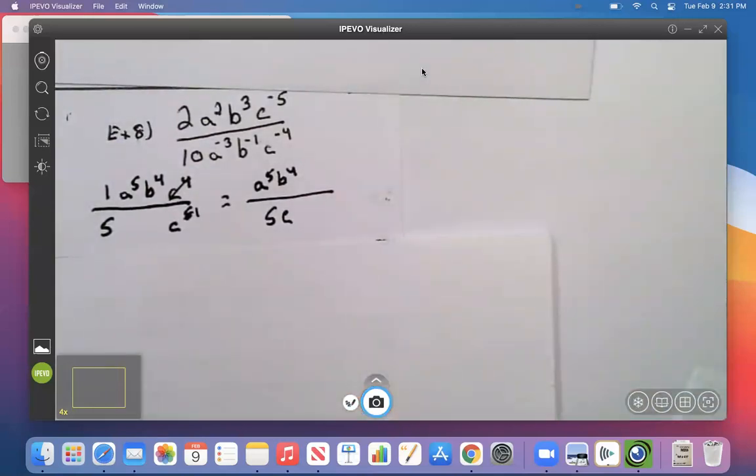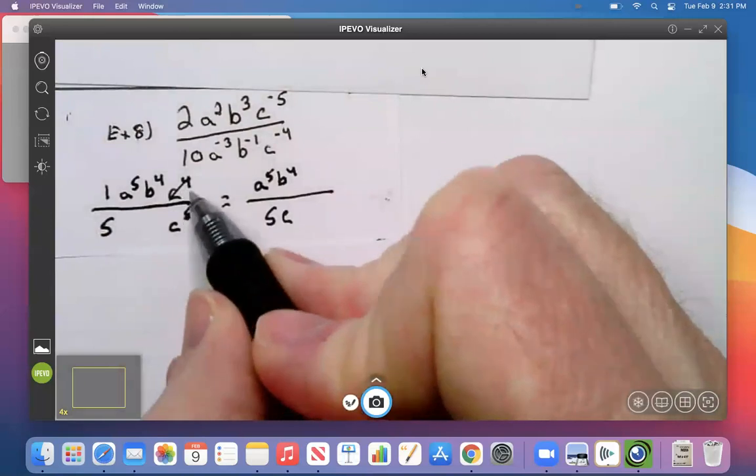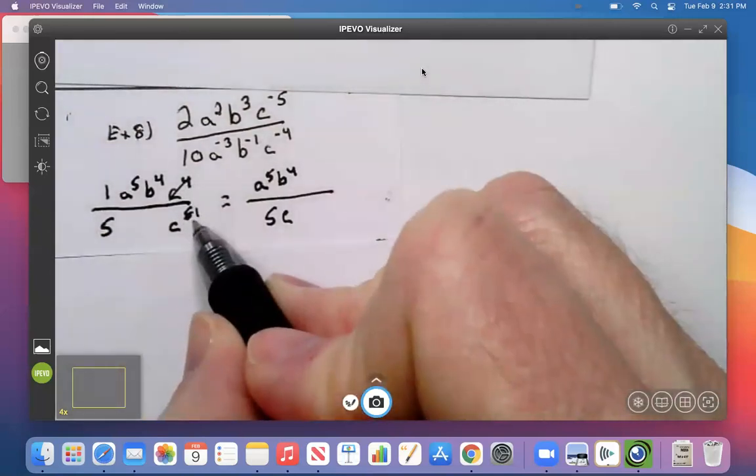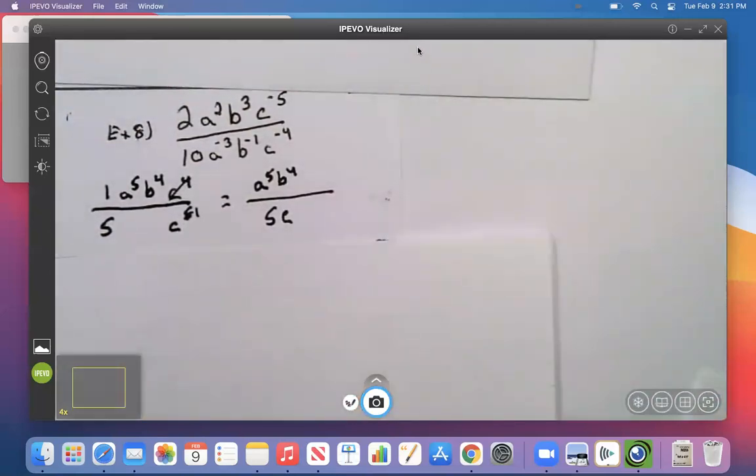There's my answer. A to the 5th, b to the 4th, over 5c. 4 minus 5 is negative 1, move it to the bottom, or you have 1 more on the bottom than you do on the top when you cancel out.